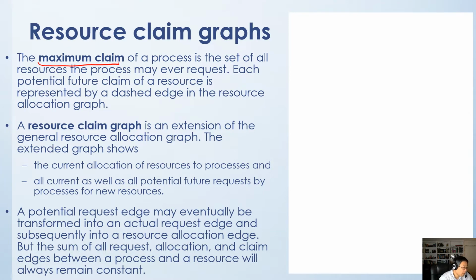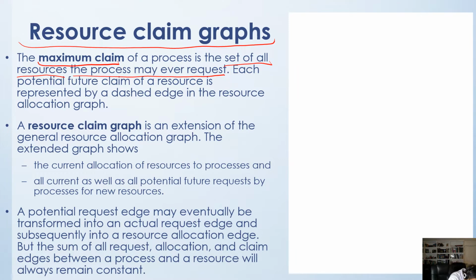Now, what is the maximal claim? The maximal claim of a process is the set of all resources the process may ever request. That information should be included in the resource claim graph, other than the information provided by the resource allocation graph. Let's take a look at an example.